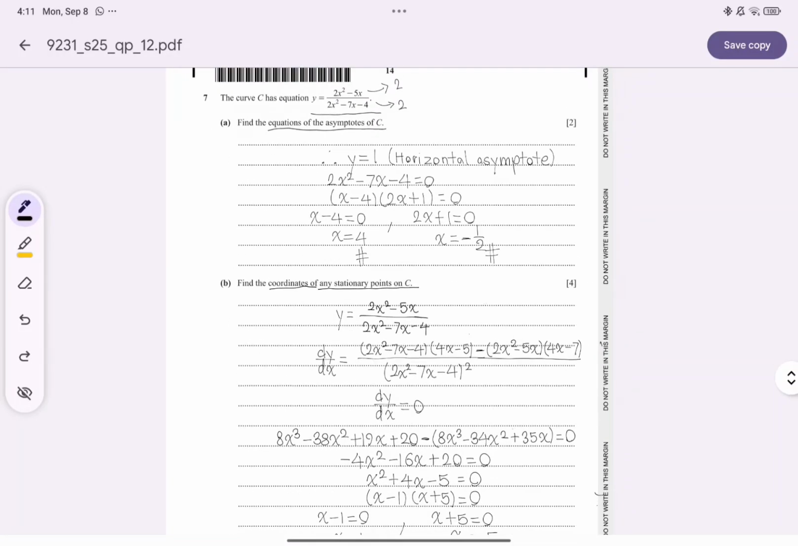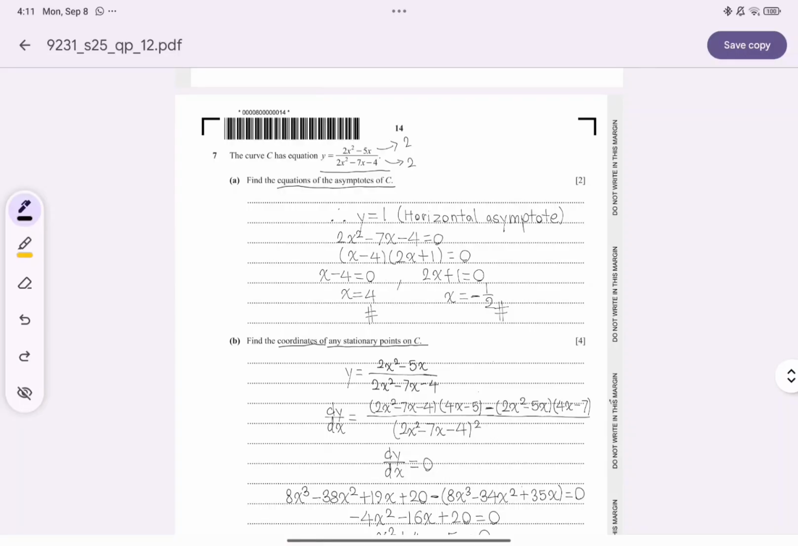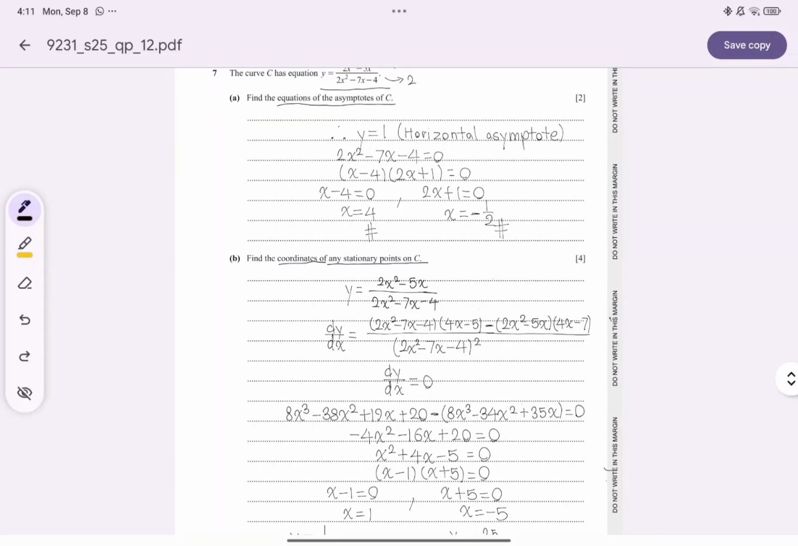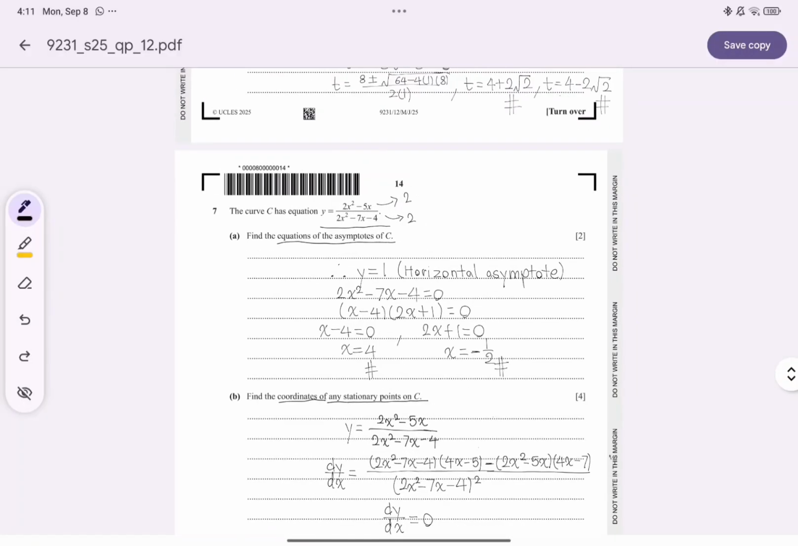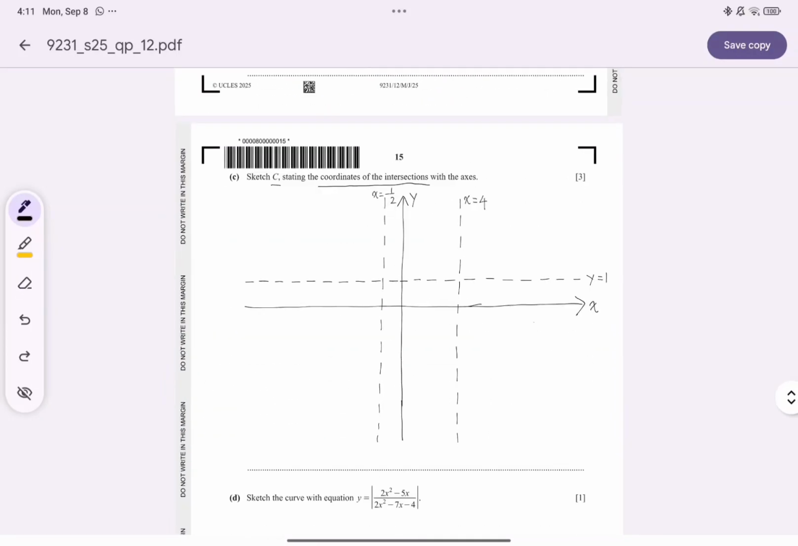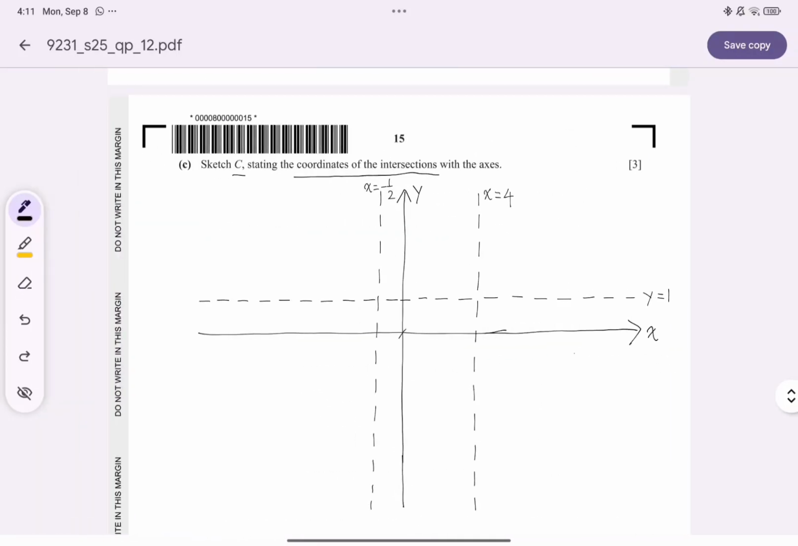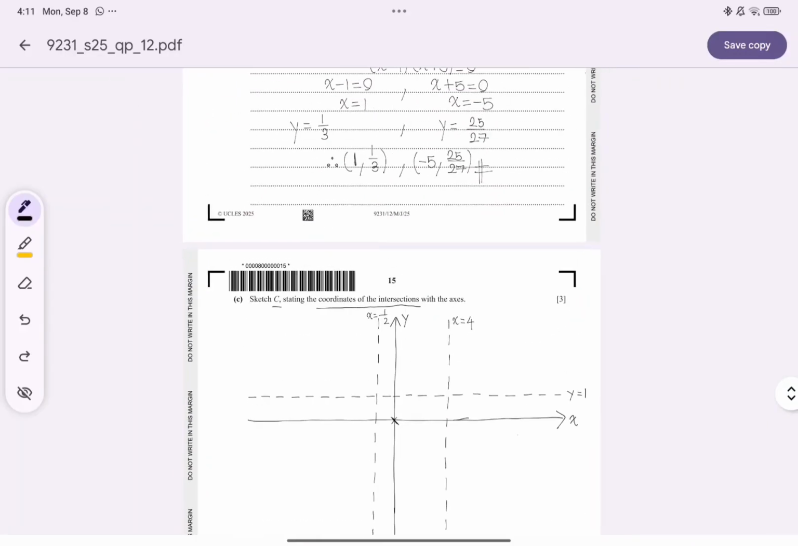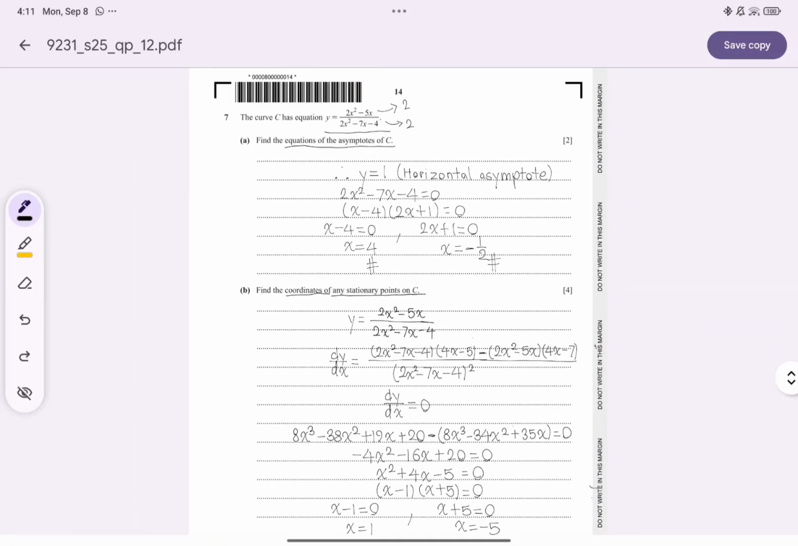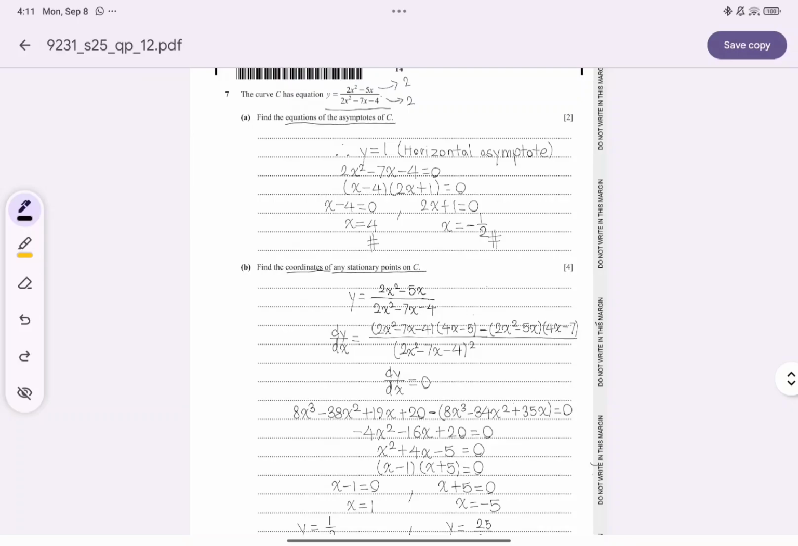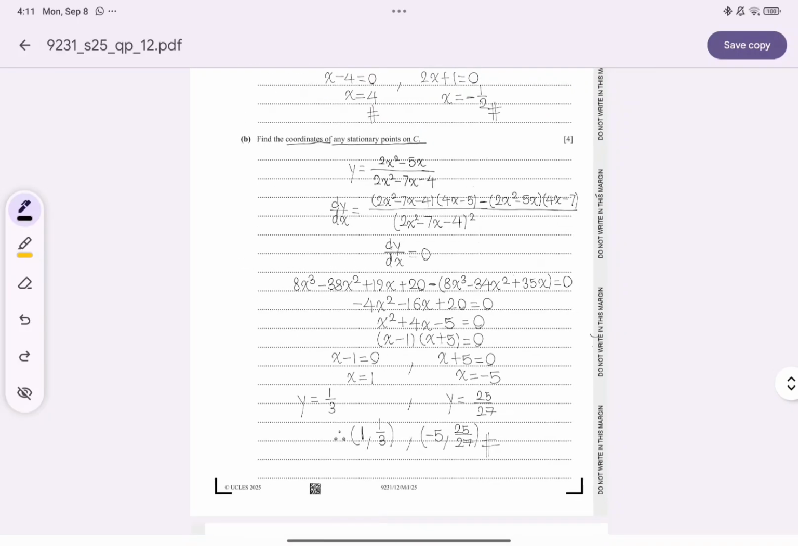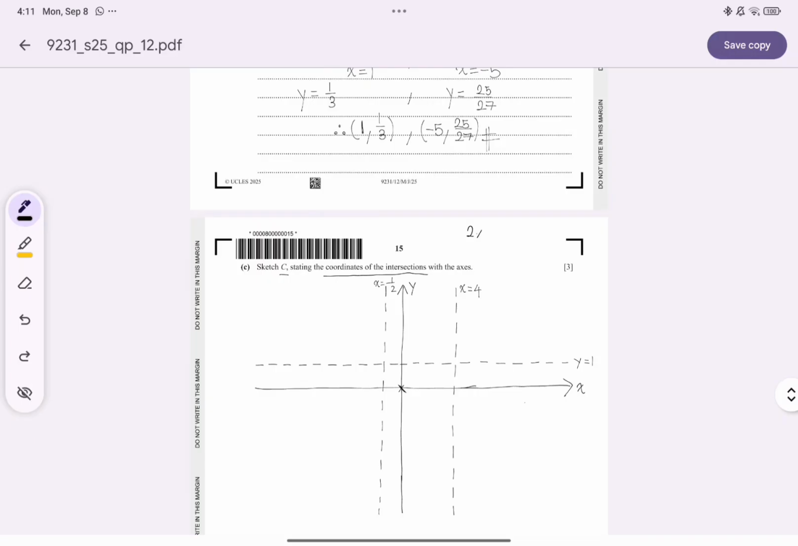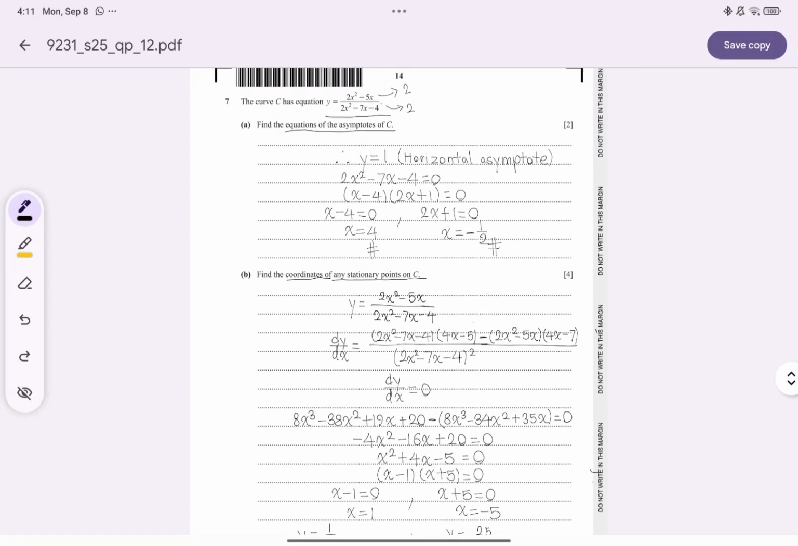So let's find the y-intercept first. You do that by substituting x equals to 0 into the original function. So 2 minus 7 minus 4. Oh, you get 0. So this is the y-intercept. Alright, and now let's find the x-intercept. So you just equate the numerator of the rational function to 0. So 2x squared minus 5x equals to 0.